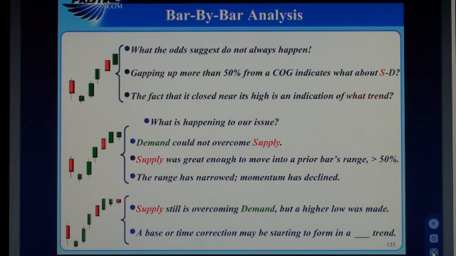Now, let's look at what's happening to our issue. Demand could not overcome supply, and supply was great enough to move that into the prior bar's range more than 50%. The range is also narrowed, so momentum is declining.